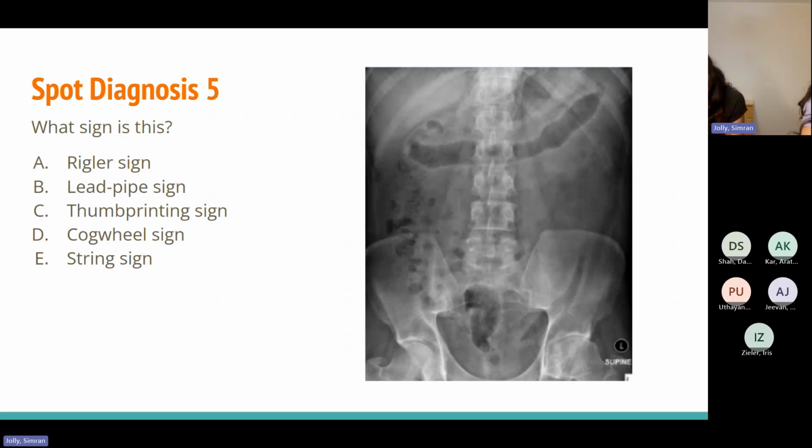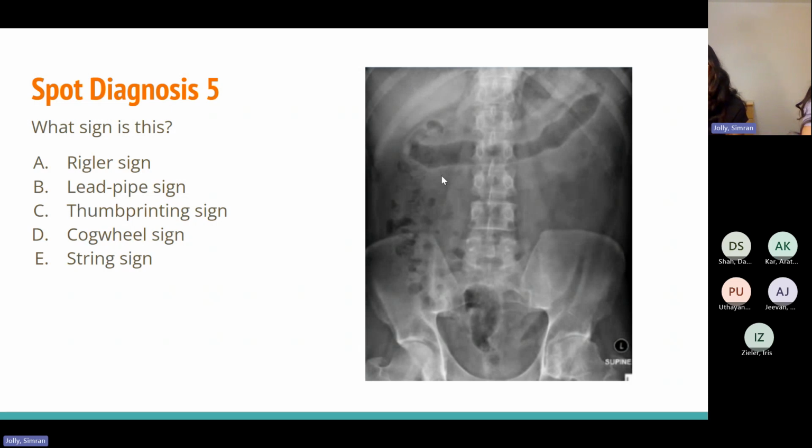Thumbprinting wouldn't be it, because that is to do with mucosal inflammation, which is also a sign of IBD as well. But you're looking for more the haustra projecting into the lumen, which this doesn't really show.